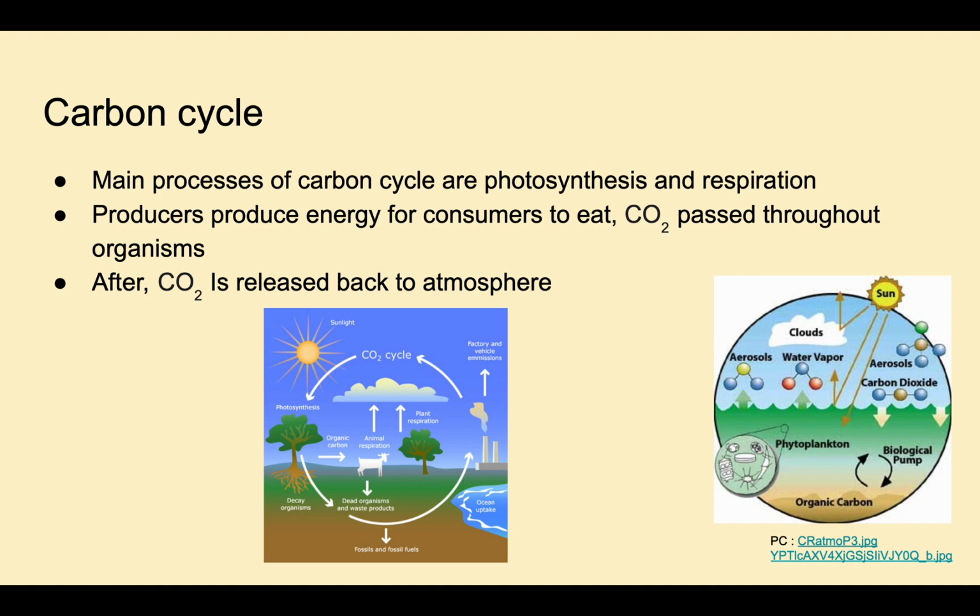Carbon cycle. Main processes of the carbon cycle are photosynthesis and respiration. Producers produce energy for consumers to eat, and then CO2 is passed throughout the organisms. After, CO2 is released back to the atmosphere.